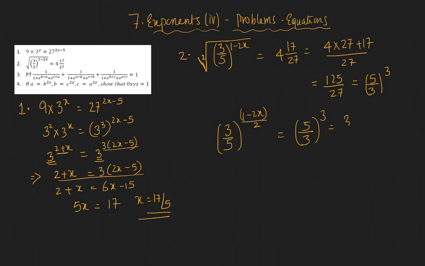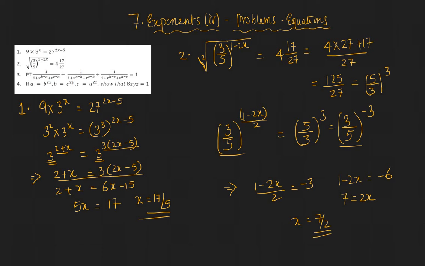I can write this as 3 by 5 power minus 3 to make these two bases the same, and now I can equate the powers. So 1 minus 2x by 2 is minus 3, or 1 minus 2x equal to minus 6, or you have 7 equal to 2x, x equal to 7 by 2. That's your answer. Alright, so that's quite simple. So let's look into the next problem, which is this.